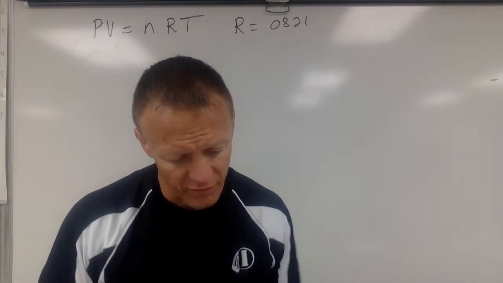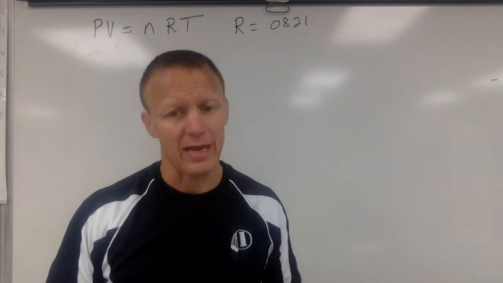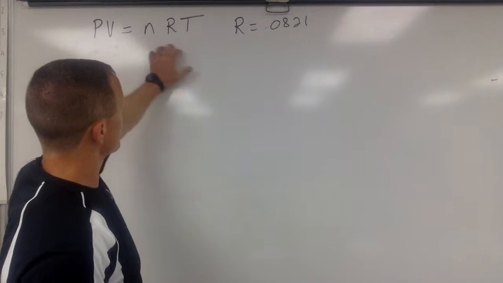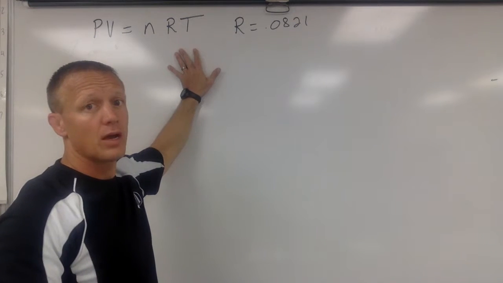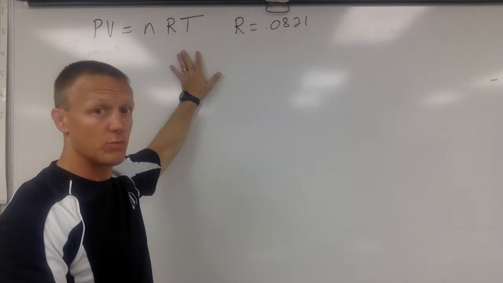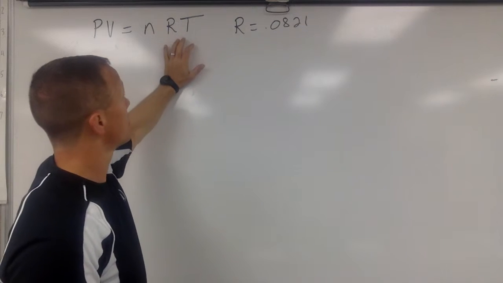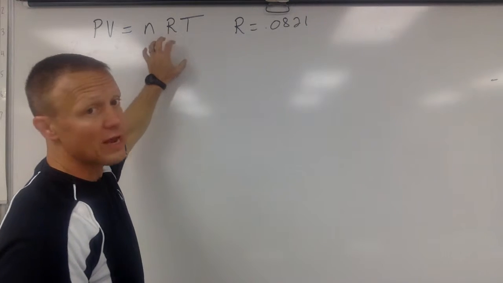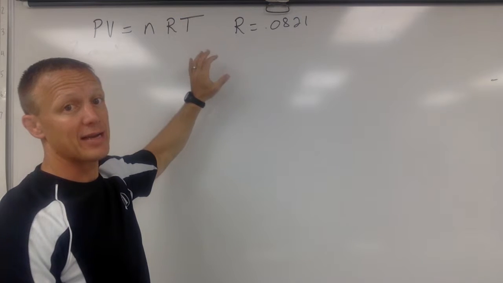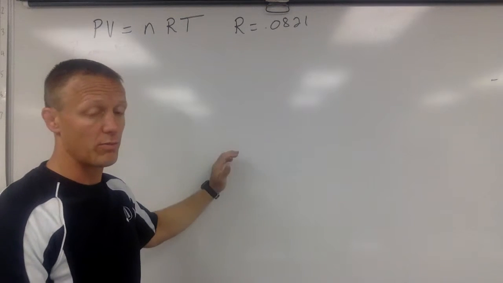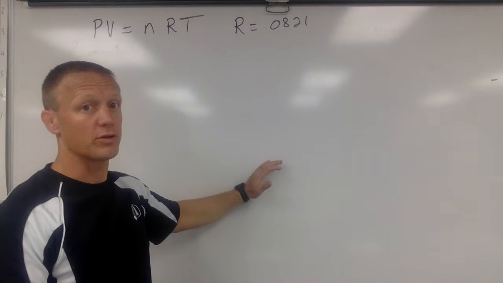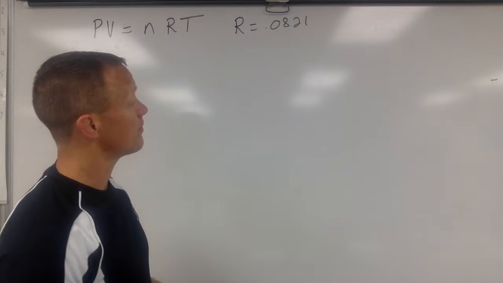This is example problem number 4 of the ideal gas law. So remember, the ideal gas law means we're using this equation to figure out pressure, volume, moles, or temperature. Remember, you only have to use this if a gas is not at STP. If it is at STP, we can use 1 mole is 22.4 liters. But that's not true if we're not at STP.